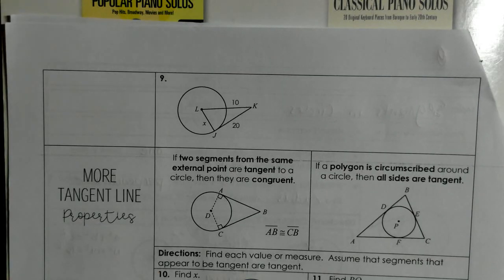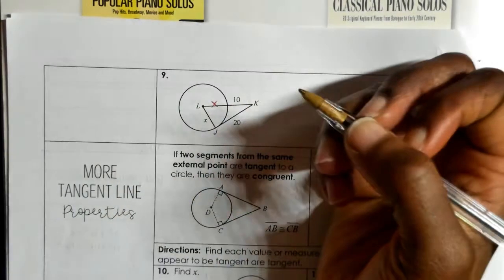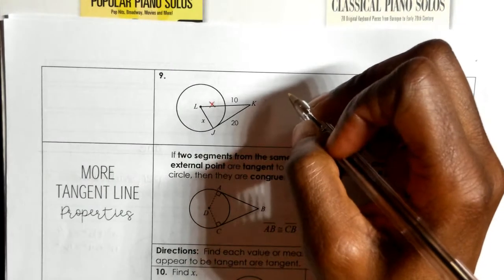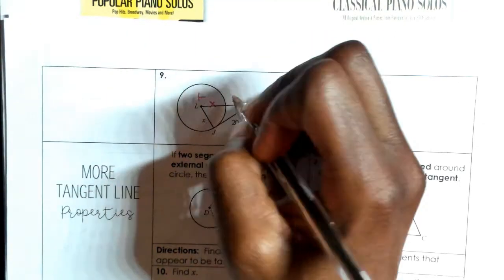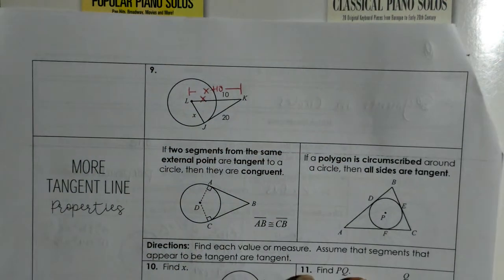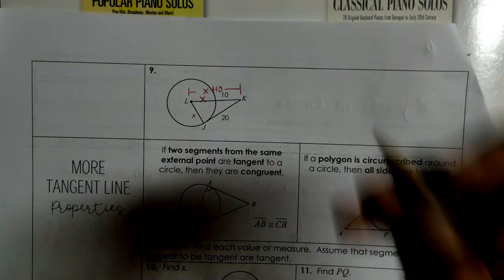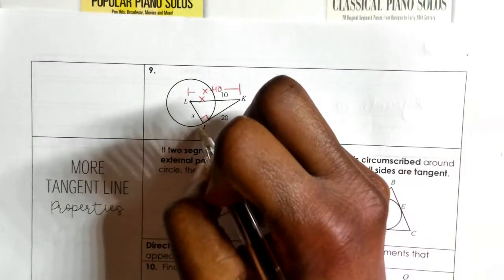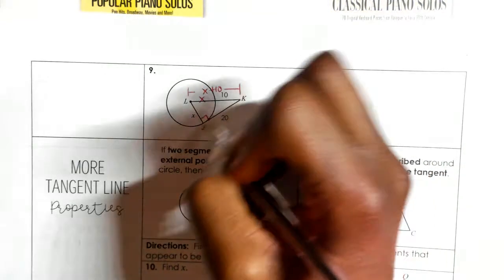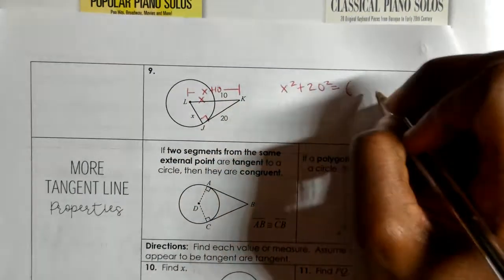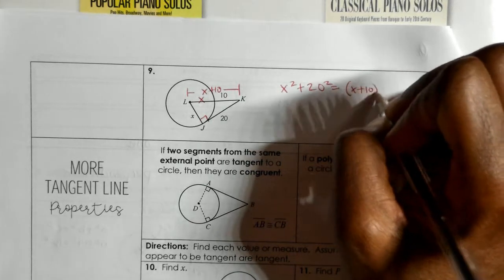Okay, and number 9, they give you the radius as x. So this radius side is going to be also x. So when you set your equation up, this side is really going to be as an expression x plus 10. And I'm going to show you how to FOIL that out. So you have on the right triangle these two sides, LJ and then JK are your legs, so it's x squared and 20 squared equals, and then you put x plus 10 in parentheses squared.